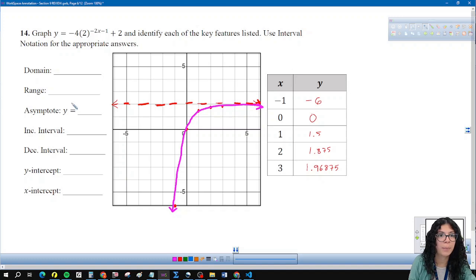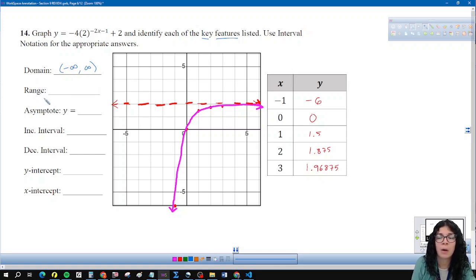All right, now that I have my graph, I can go ahead and determine all of these key features by just looking at the graph. That's why making a sketch is really important whenever you're asked for key features. Even if they don't ask you to graph, whenever they're asking you for key features, you want to make at least a rough sketch. So for the domain, for all exponentials it is all real numbers, negative infinity to positive infinity.